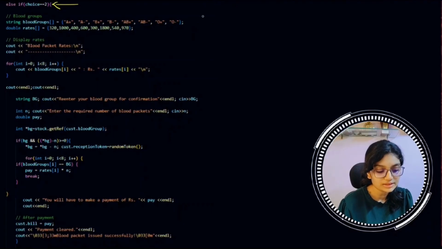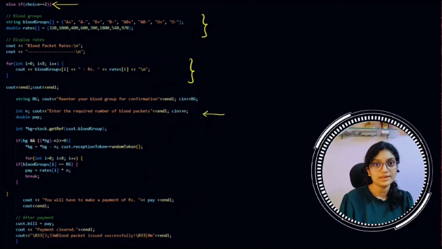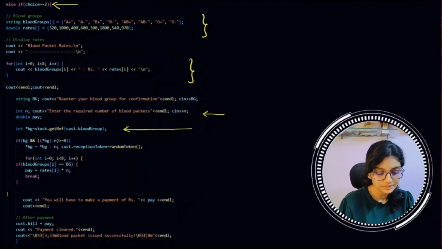We have two parallel arrays, that is blood groups and rates, and with this for loop we actually display the rates of the corresponding blood groups. Then the program asks the user to enter the required number of blood packets he or she wants. Similarly, we have the pointer being returned like we saw in the previous slide.